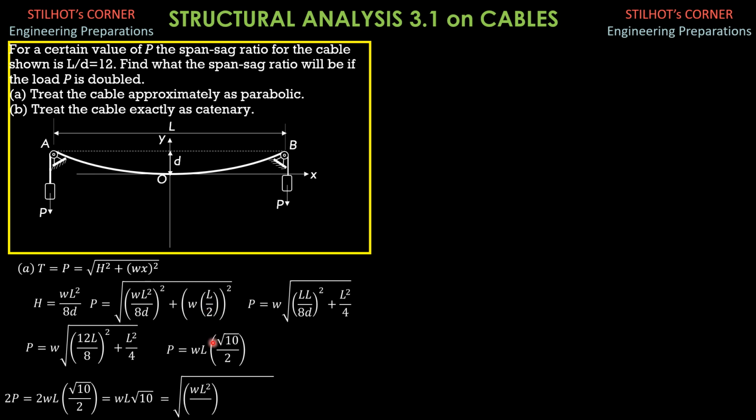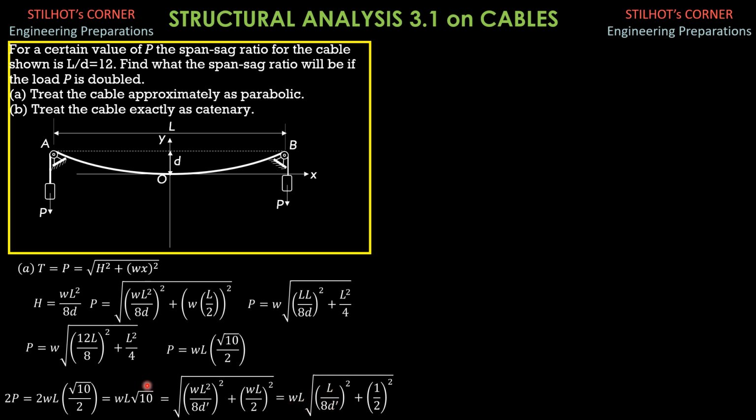So square root of WL square over 8D prime quantity square plus WL over 2 quantity square. So we can cancel W, we can cancel L also. So square root of 10, what remains here is L over D prime, and we will call that R, the ratio. So WL square root of quantity L over 8D prime plus 1 half quantity square, and we replace L over D prime by R here.